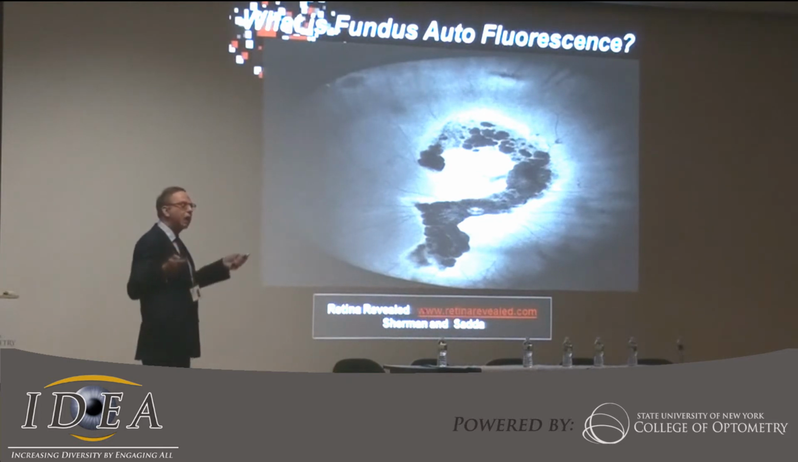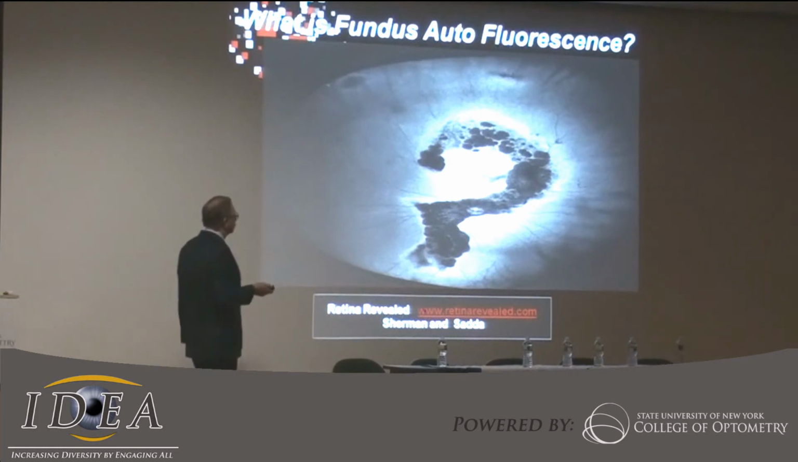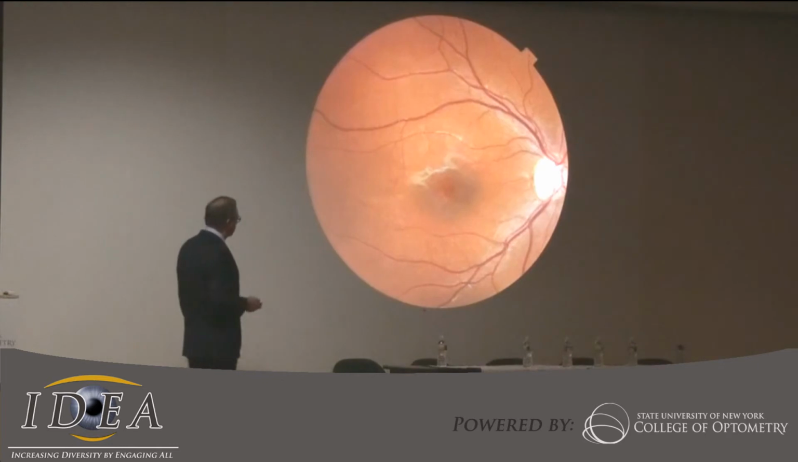The dark is hypoautofluorescence. This is dead retinal pigment epithelium. The bright spots over here stand for hyperautofluorescence, where the retinal pigment epithelium isn't dead, it's just active. It's just sickened, in a sense. It's metabolically active.